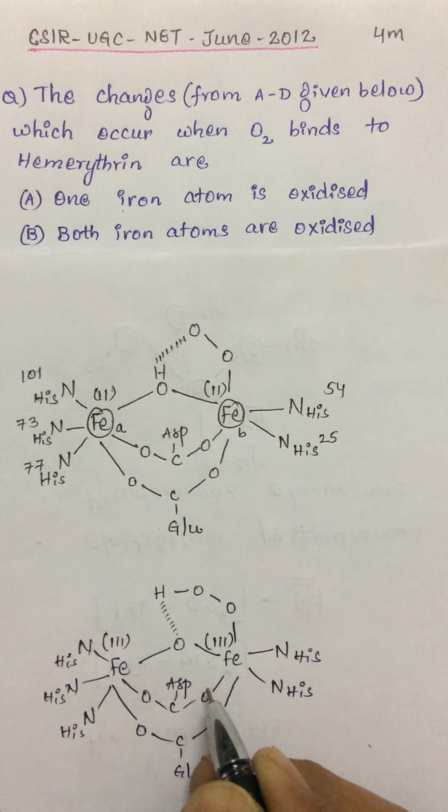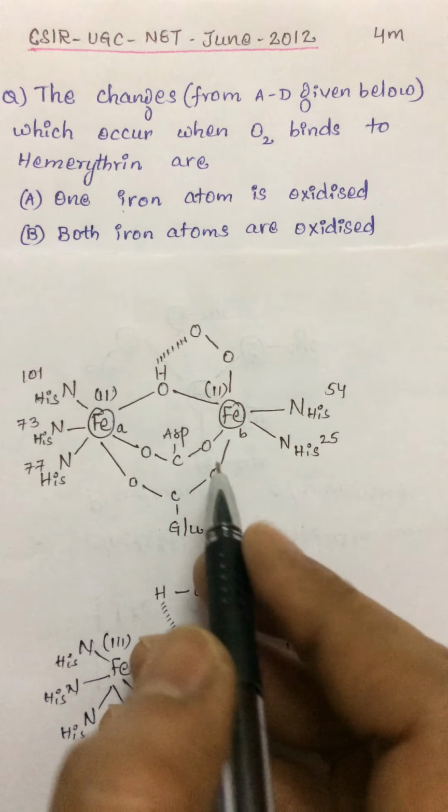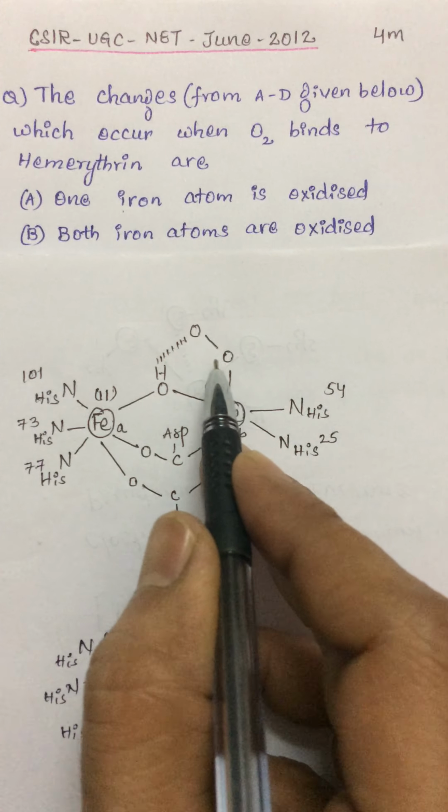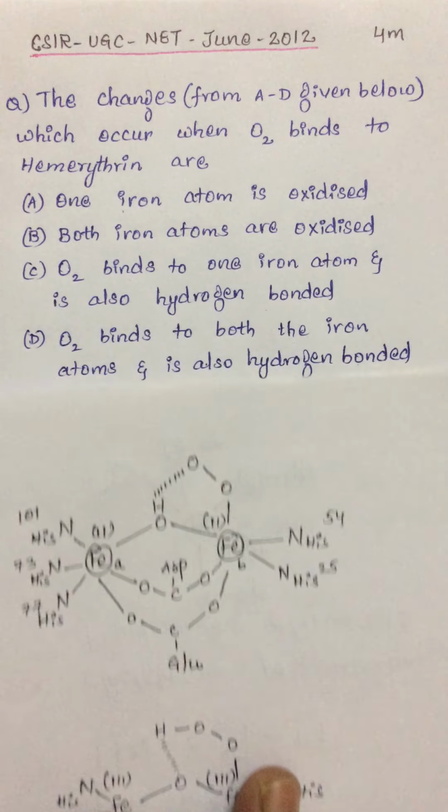Here we are also getting another option: both irons are getting oxidized. Only one of the iron atoms is binding to the dioxygen along with the hydrogen bonding. Now let us look at the options.